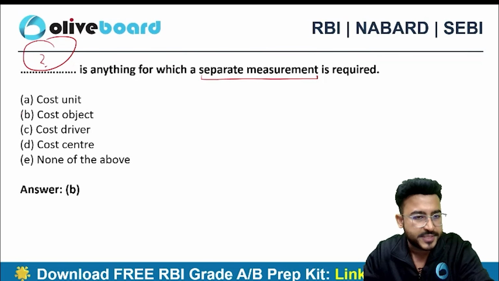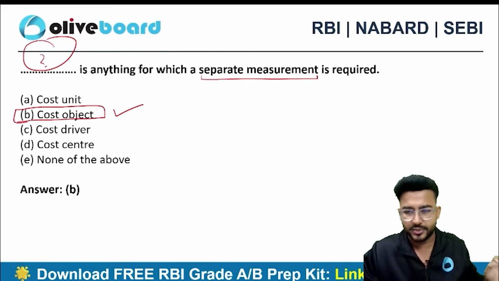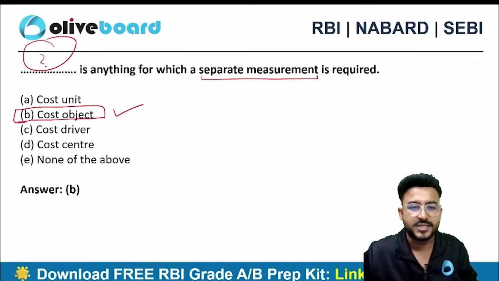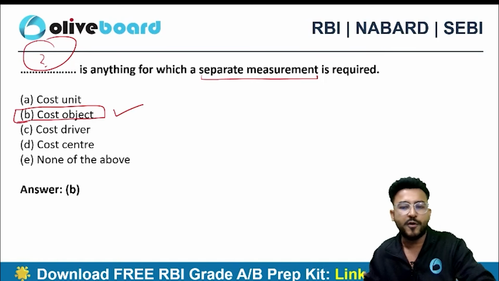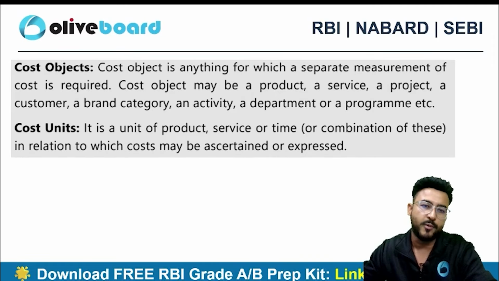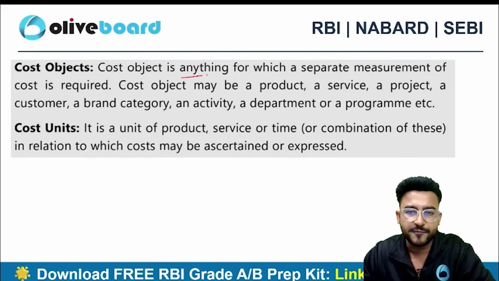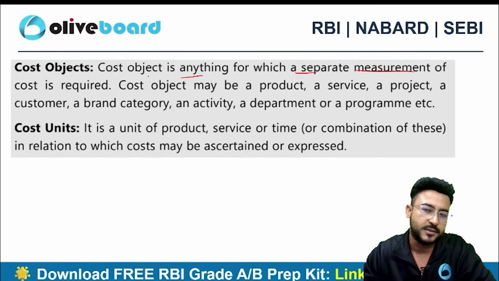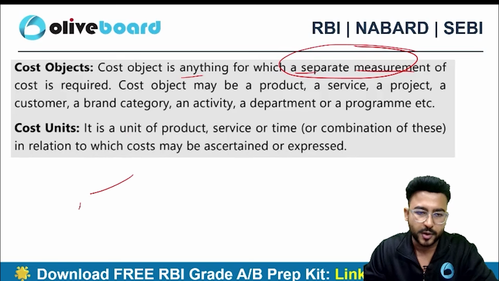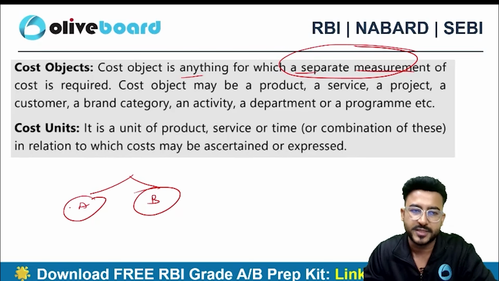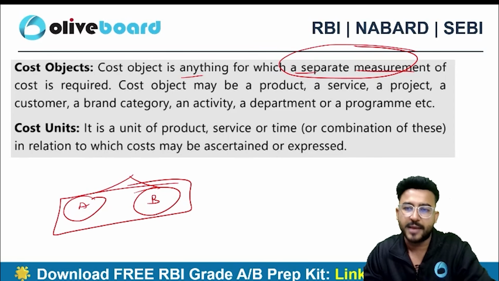And cost object is the correct choice. Option B. So cost object is a thing for which we need separate measurement. Now what is a cost object? Anything for which we need a separate measurement. Let's suppose I have two products, product A and product B. Now I need two measurements, right? So these products are my cost objects.